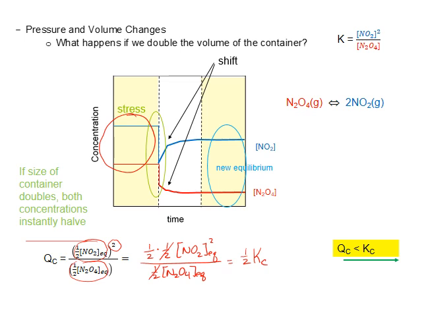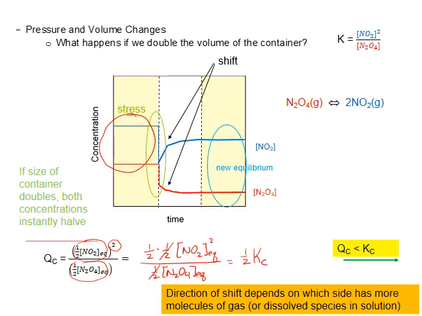We'll reach a new equilibrium position with constant values of reactants and products, but note again that these new values are not the same as our original. However, the value of K has not changed. Whenever we change the volume of the container, the direction of shift is going to depend on which side has more molecules of gas, or in the case of an aqueous reaction, which side has more dissolved species in solution. In order to determine which way the reaction will shift, you need to evaluate the value of Q and see how it compares to the value of K.